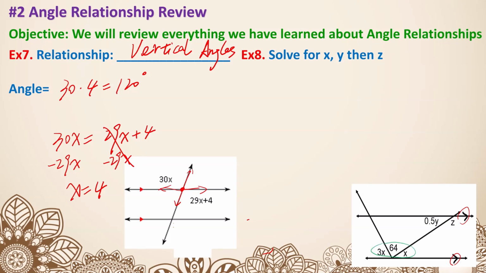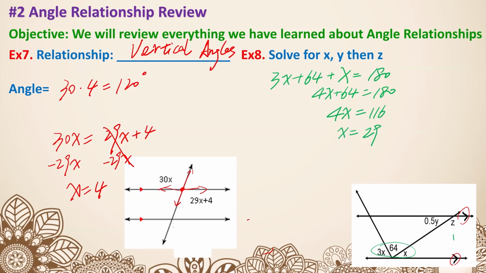First, you can see these three angles. They are forming a straight line, which means they are going to add up to 180 degrees. So 3x plus 64 plus x gives you 180. 4x plus 64 equals 180. 4x equals 116, so x is going to be 29. So we now know that x is 29. And you can also find the other side of the angle if you want to. That is going to be 87. Okay, these are the three angles down here.